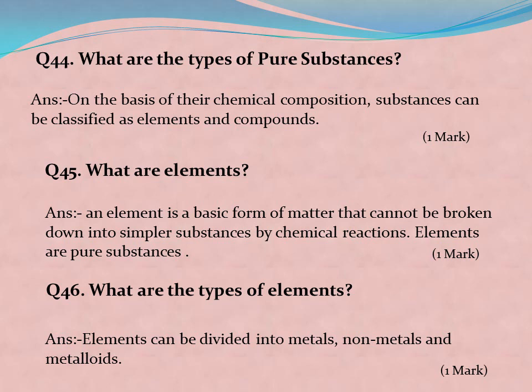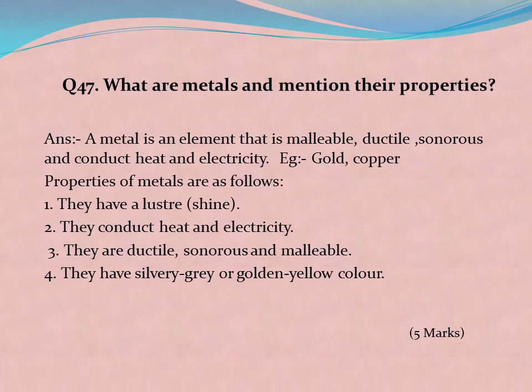Question number 46. What are the types of elements? Answer: elements can be divided into metals, non-metals and metalloids. Question number 47. What are metals and mention their properties? Answer: a metal is an element that is malleable, ductile, sonorous and conduct heat and electricity. Example: gold, copper.